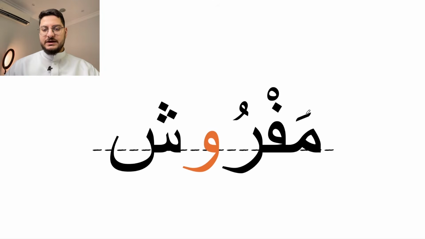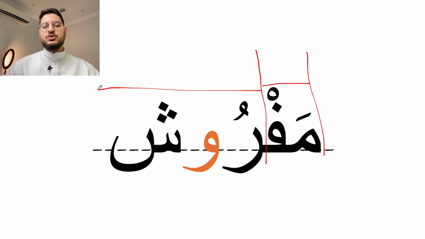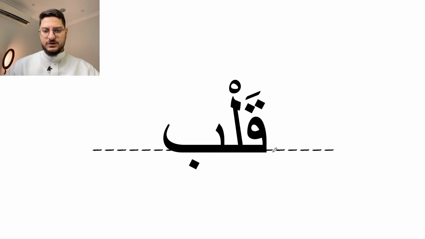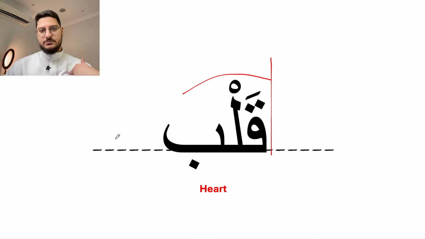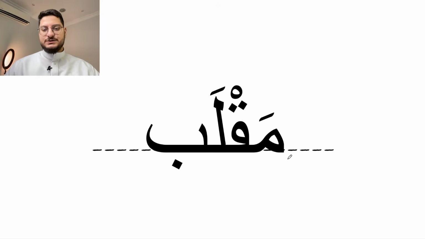Let's look at this one. Again, I see two vowels, so I also see two syllables. The first syllable is maf. Remember, the circle with one dot on top is f. So maf, and then roosh. Mafroosh. The ru is twice as long. Mafroosh means furnished. Mafroosh. Next one, we have one syllable, and it's galb. Galb. And galb means heart. Galb.